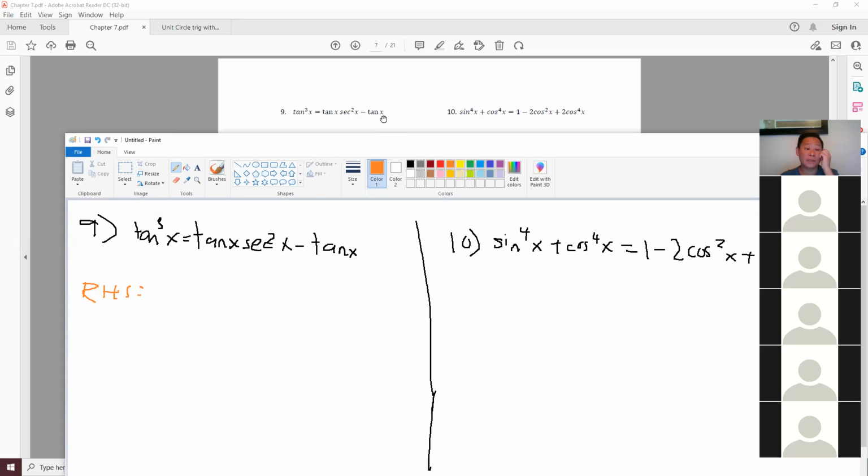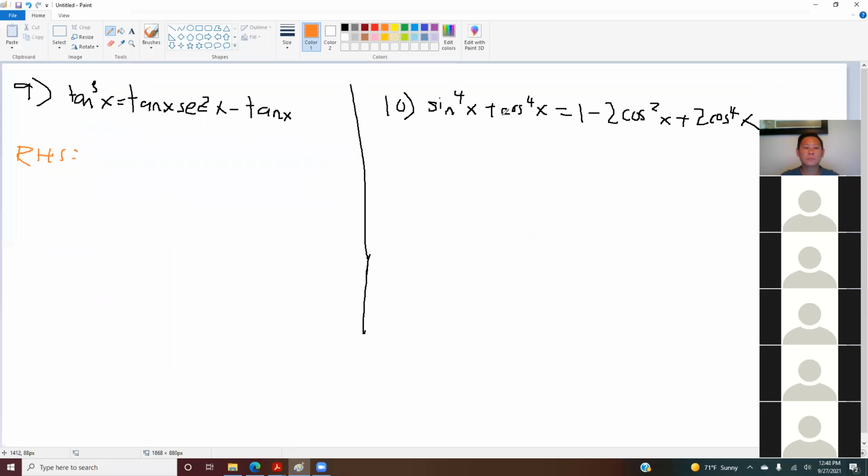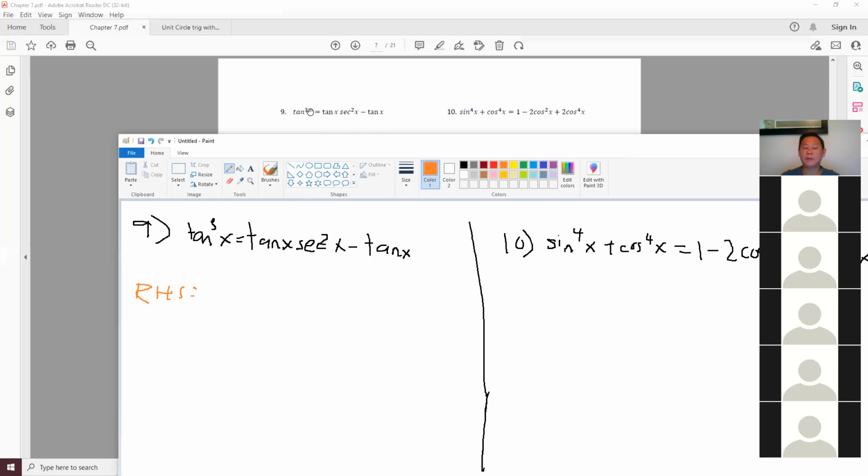Tan x secant square x minus tangent x. But in common, we can actually do what here? If you look carefully, what does this have in common on the right-hand side? You can do factoring here. And what can we factor here?